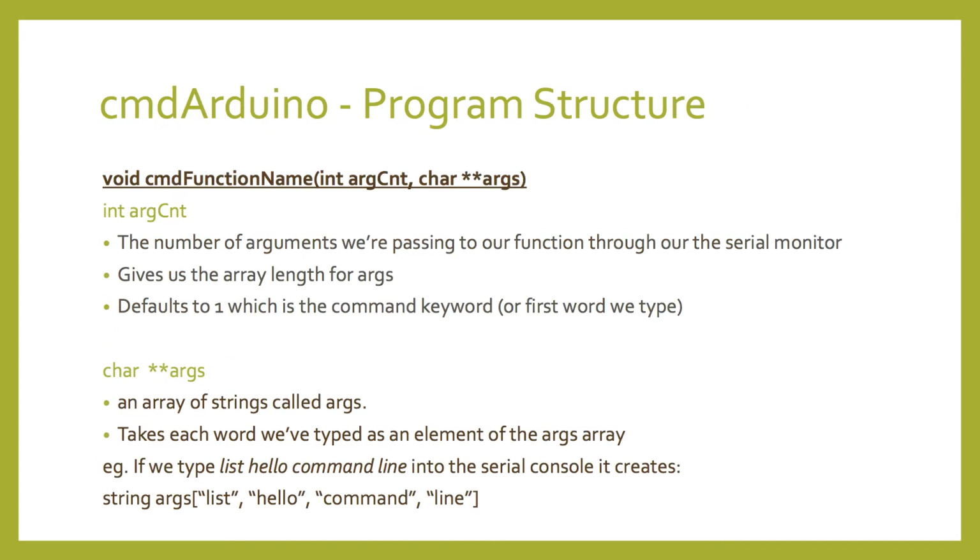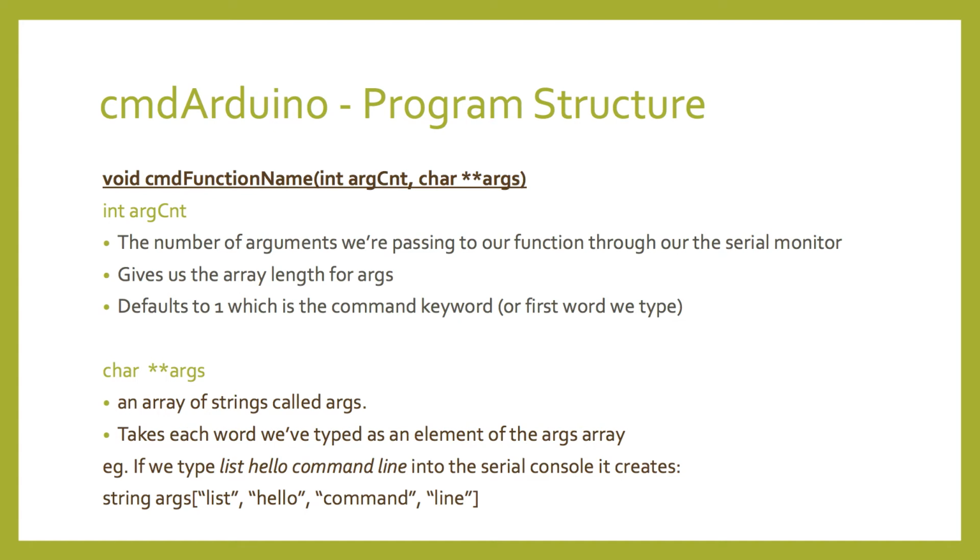In the last module, we wrote a command hello function and we passed it 2 arguments, argCount and args. Let's understand these a bit more. ArgCount is the number of the arguments we're passing to the function through the serial monitor. It gives us the array length for the array args and defaults to 1, which is the command keyword or the first word we type.